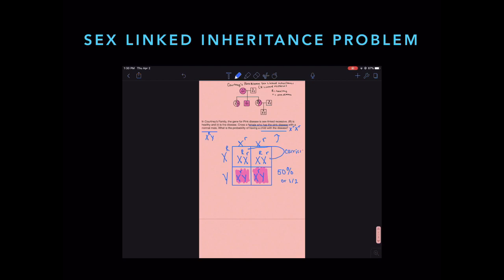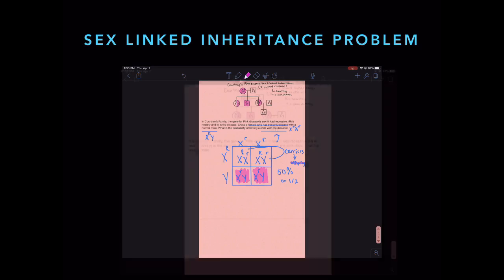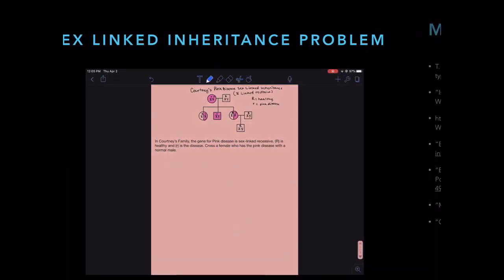So what does that mean? They do not have the disease, but they can pass it on to their offspring. And since they have the dominant R, that masks the recessive r of the disease. All in all, sex-linked inheritance is when a gene is passed down on the sex chromosome.